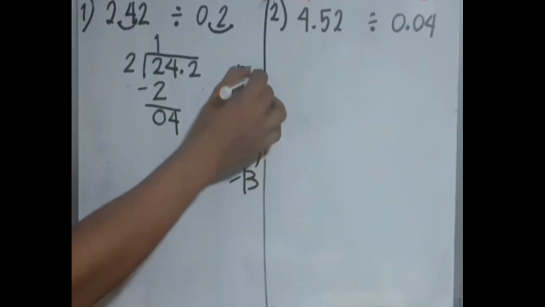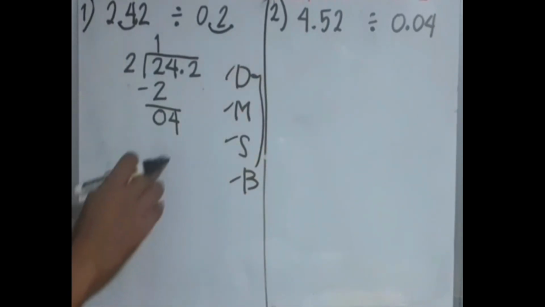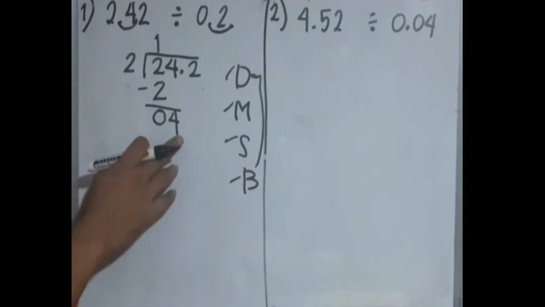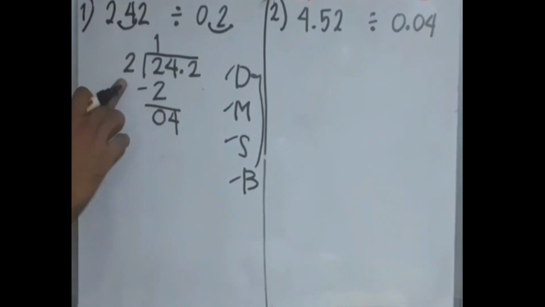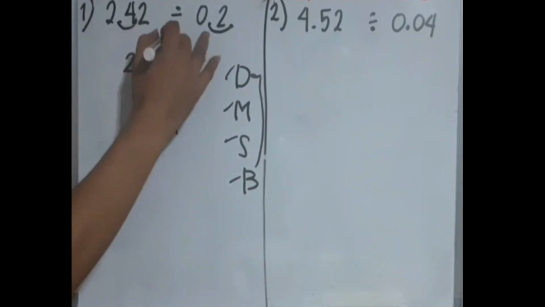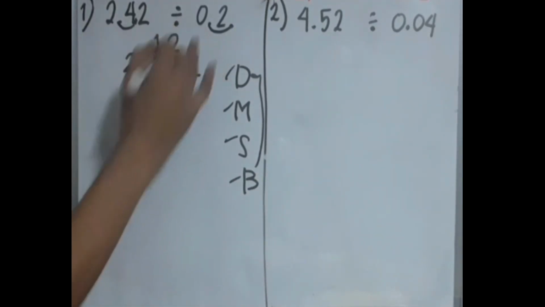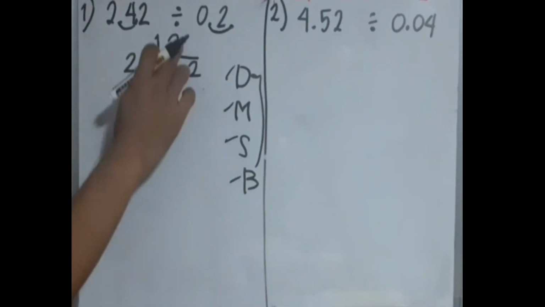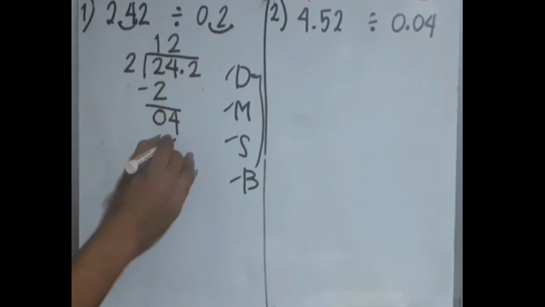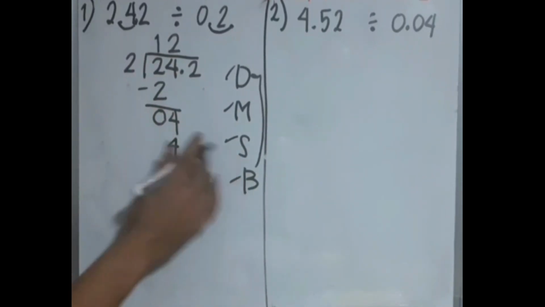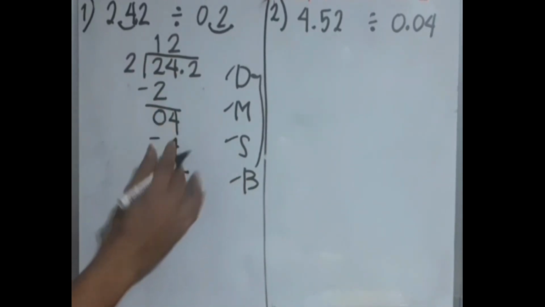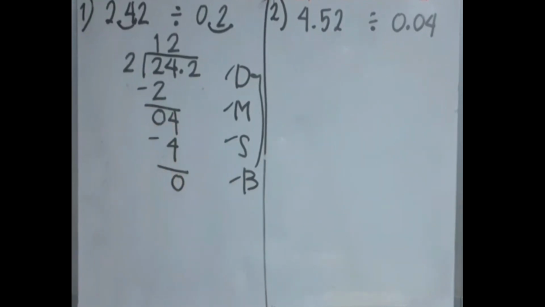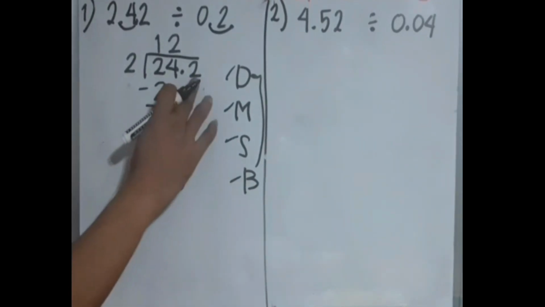Then, go back to the first step, which is division or divide. We have 4 divided by 2 is 2. Write your answer above digit 4. Then, multiply. 2 times 2 is equal to 4. Then, subtract. 4 minus 4 is equal to 0. Then, bring down. Bring down the digit 2.